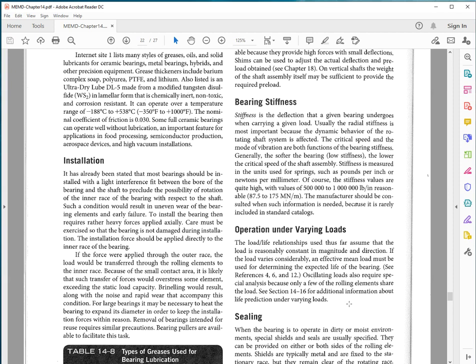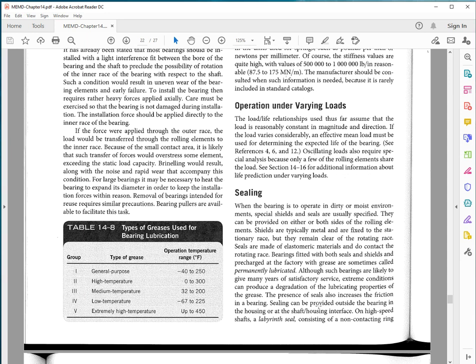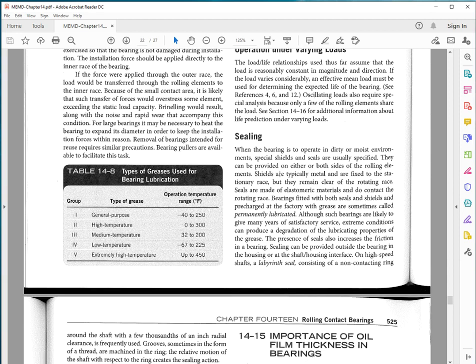There are arrangements that have less compliance, angular compliance, than others. Deep groove bearings can take some fractions of a degree of angular compliance, versus the cylindrical roller bearings, which are very stiff angularly.